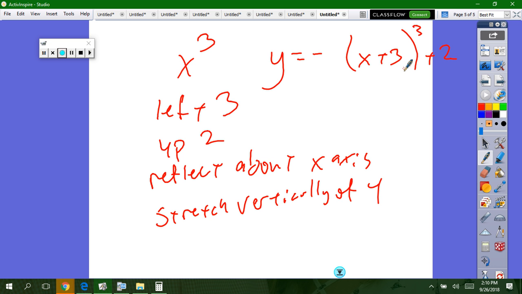Okay. And then we have a vertical stretch. Vertical, is that y's or x's? Y, so that's on the outside, stretch 4. So I just have a negative 4. Okay. Did we do that? Yes, ma'am. The negative says reflect about the x-axis. So once again, Maya, that's up here, down here, right?